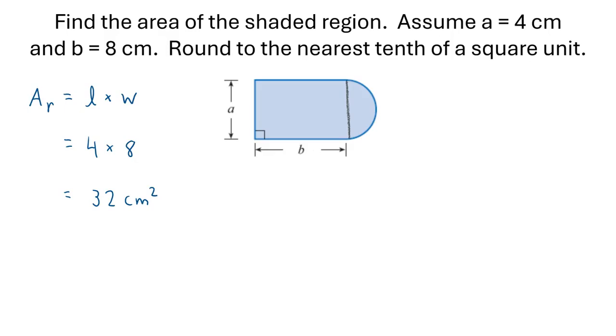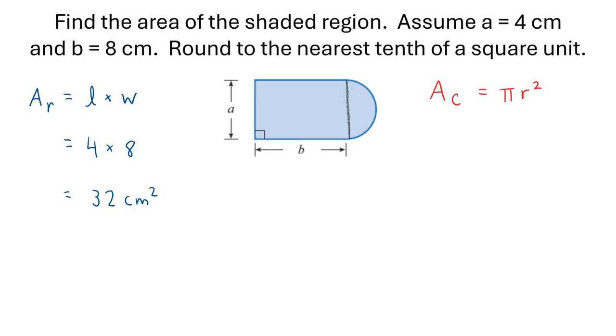So on the left over here, I found the area of my rectangle, which is 32 centimeters squared. Now, this notation just means area, and this means of the rectangle. Now let's find the area of the circle. The formula for the area of a circle is pi r squared, or pi times the radius squared. To make this calculation, I need to know the radius of the circle.